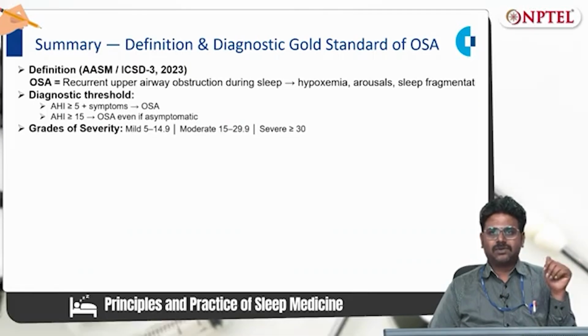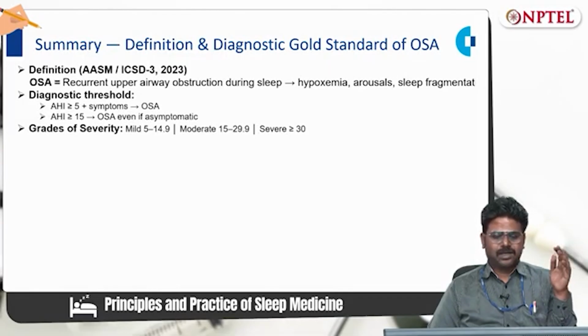The definition and diagnostic gold standard of OSA. According to AASM ICSD 2023, OSA is defined as recurrent upper airway obstruction during sleep, which can cause hypoxemia, arousal, and sleep fragmentation. The diagnostic threshold is AHI more than or equal to 5 plus symptoms, then we can diagnose OSA. Otherwise, AHI more than or equal to 15 even if the patient is asymptomatic, we can diagnose OSA. Severity includes mild, 5 to 14.9, moderate, AHI of 15 to 29.9, and severe, more than or equal to 30.